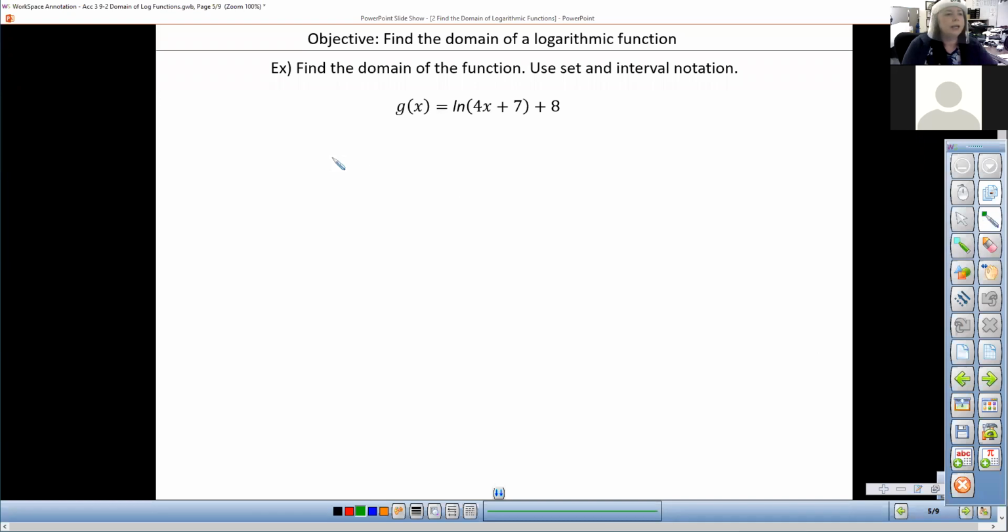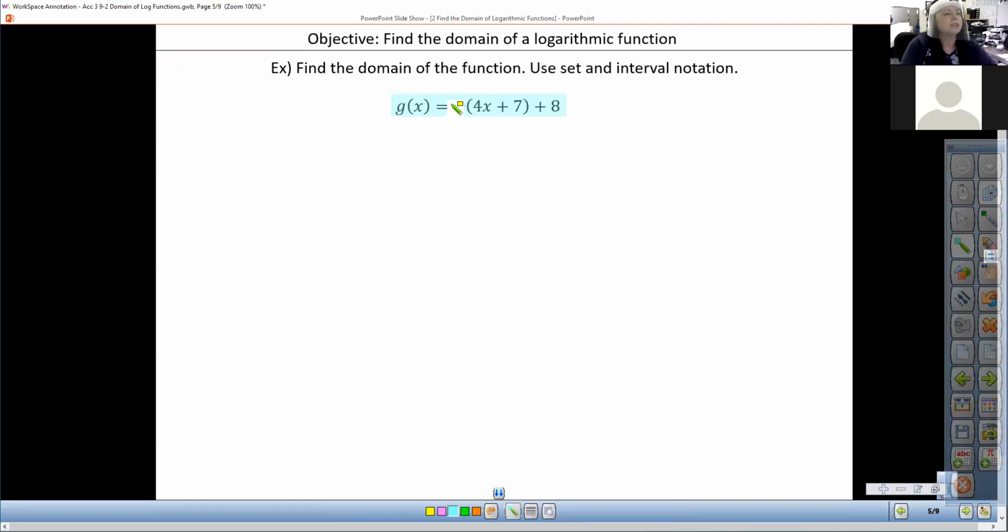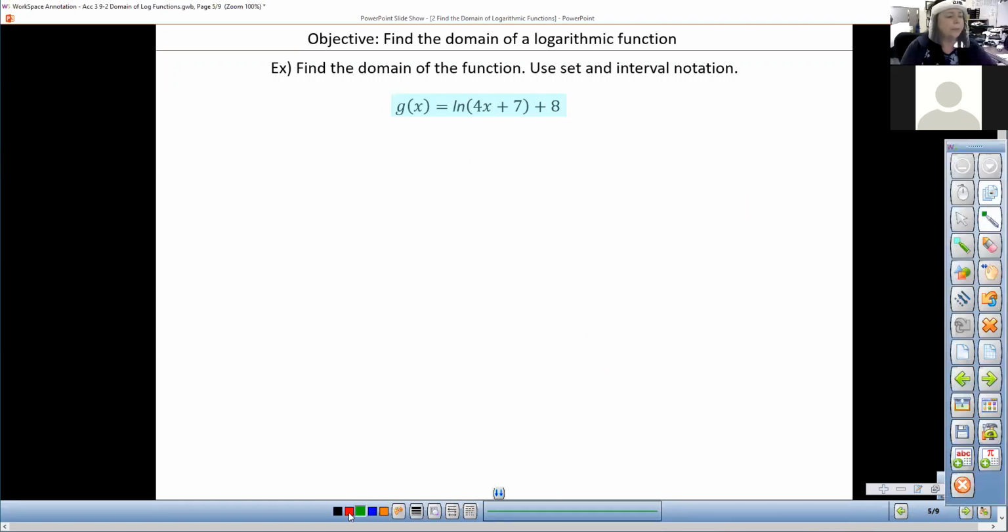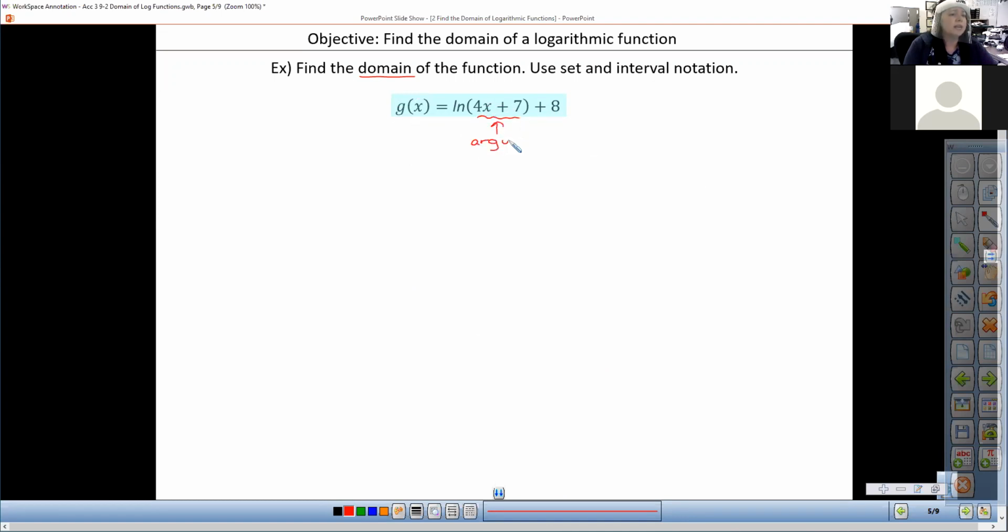All right, so here we have our logarithm function. This is a natural logarithm. That's our ln symbol right there, which means a logarithm base e. But again, it doesn't matter what kind of logarithm we have. The domain of a logarithm function is always defined by the argument being positive, because our independent variable of x is going to be part of that argument. So our argument here would be the 4x plus 7, because that is what we are taking the logarithm of, the quantity in parentheses. So that 4x plus 7 must be positive, meaning greater than 0.